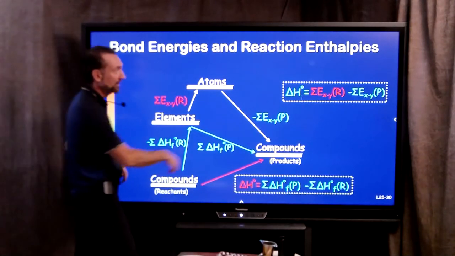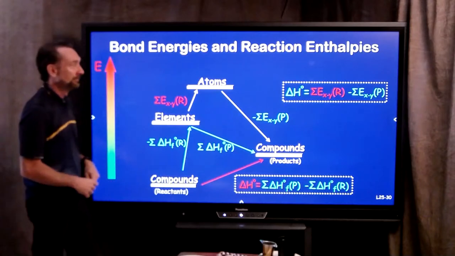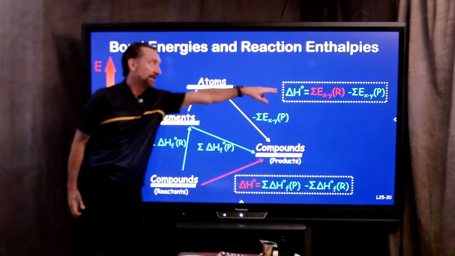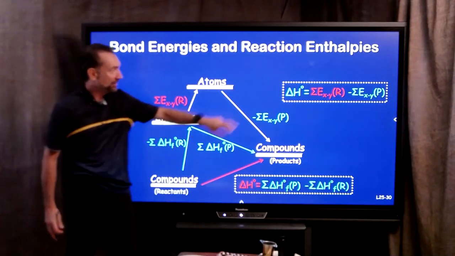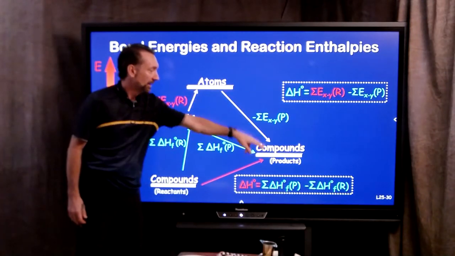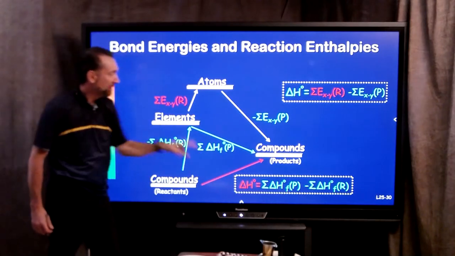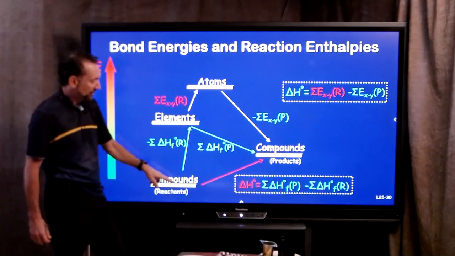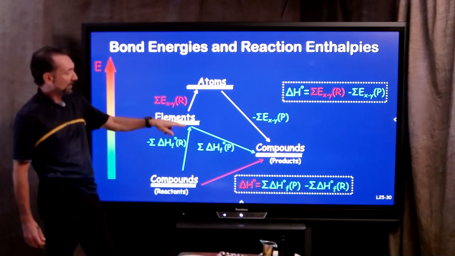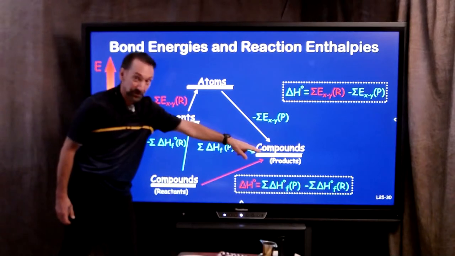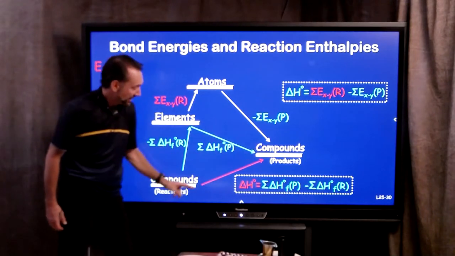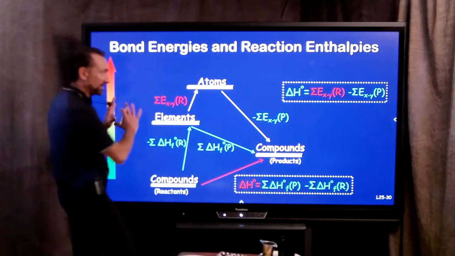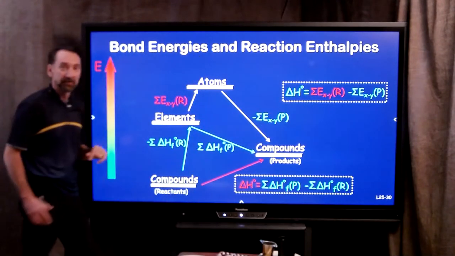So that's an important one. This is an important one. I can get this delta H. I can get delta H's two ways. I can take the bond energies, break everything into atoms, and go to the compounds. Or I could start with the elements in their standard states and go from compounds to elements in their standard states, back to the reactant or product compounds. That's the same as going directly there. That gives me this. So that summarizes everything we need to know there.